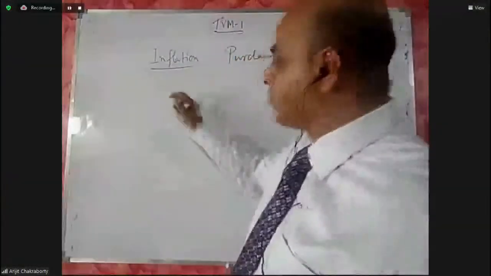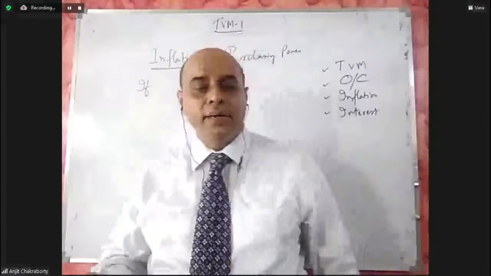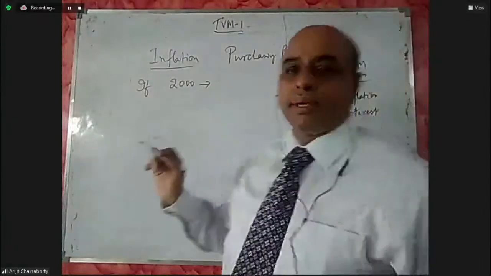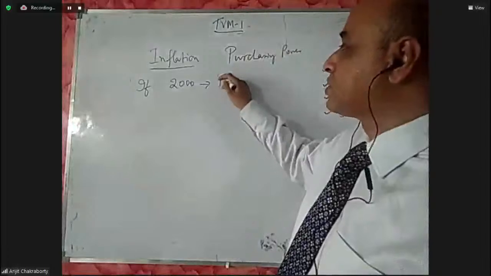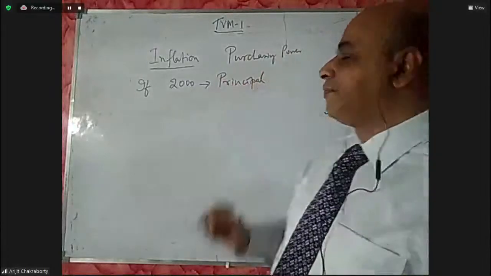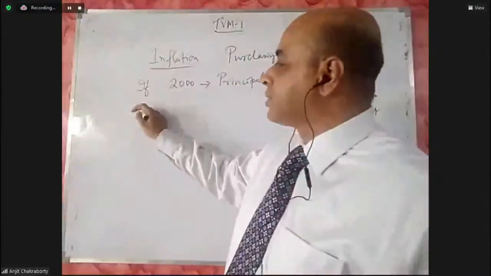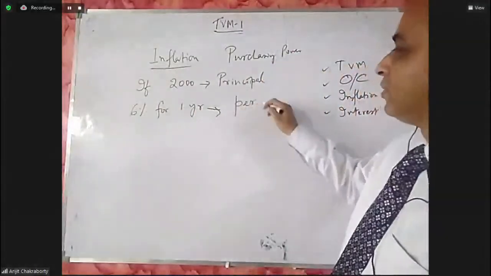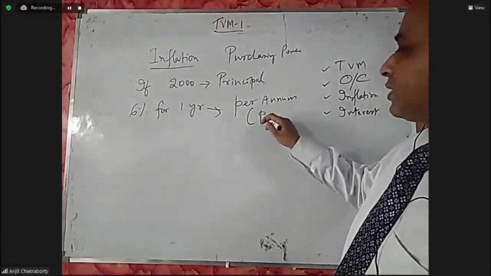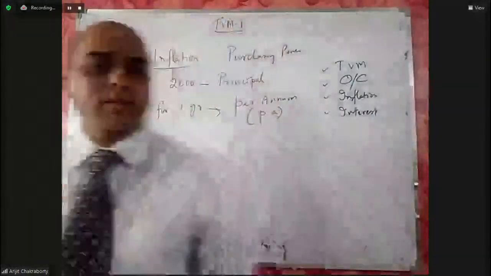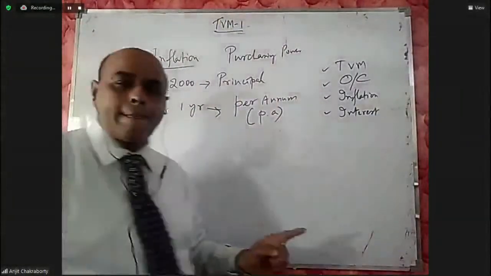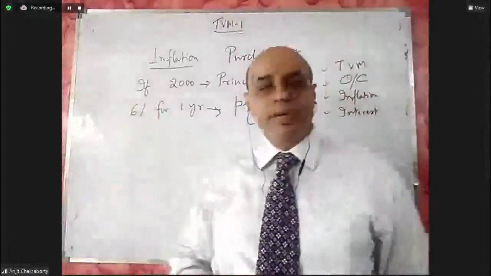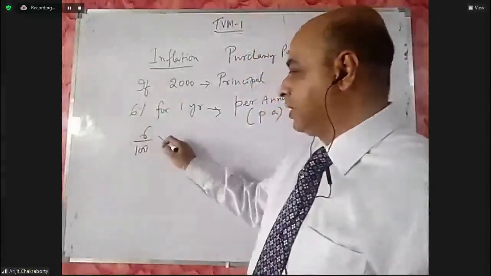Now, you all know that if I put, say, 2,000 rupees in a bank, in my account, I will get some interest. So 2,000 rupees is called the principal. Say the bank is offering an interest of 6% for 1 year, and this is written as per annum, in short PA. So the bank is offering an interest of 6% per annum for 1 year. So in 1 year's time, what will be the interest which I will earn? So 6% means how much? 6 by 100 into 2,000.